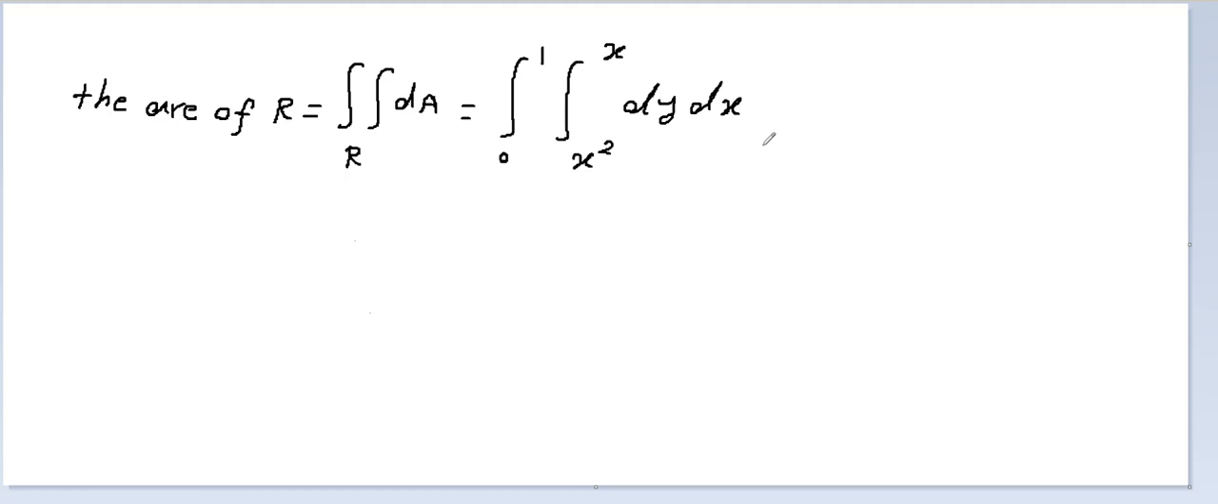Okay, so let's calculate the first integral with respect to y, right? So from 0 to 1, this is for x. The integral of dy is y, so we have y evaluated from x squared to x. Let me put this one inside brackets, dx.